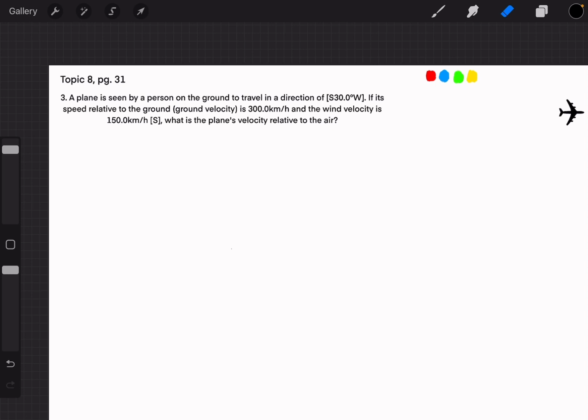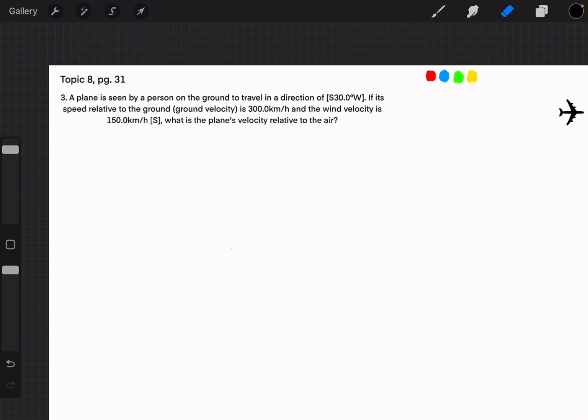Alright, we'll begin. A plane is seen by a person on the ground to travel in a direction of south 30 degrees west, or 30 degrees west of south, if you'd like. If its speed relative to the ground, which is ground velocity, is 300 kilometers per hour, and the wind velocity is 150 kilometers per hour south, what is the plane's velocity relative to the air?